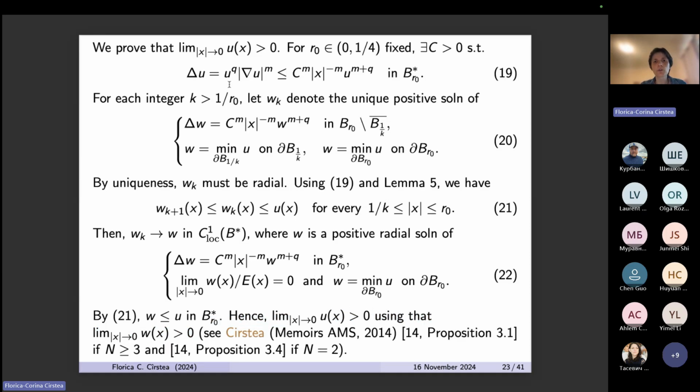So that's a very useful tool: creating an auxiliary problem that does not have the gradient, for which you already know the classification, you know everything. That was really the idea.